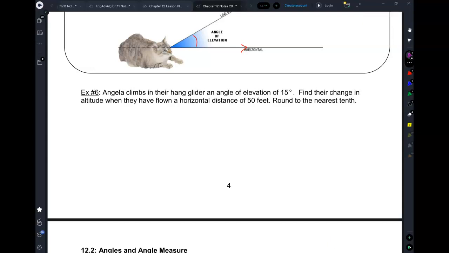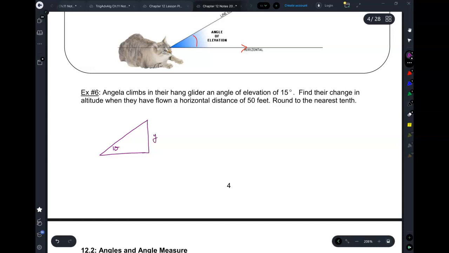Well, you know. So Angela climbs in their hang glider at an angle of elevation of 15 degrees. Find the change in altitude when they've flown a horizontal distance of 50 feet. So there's a hang glider going up. Angle of elevation is 15. So that's this. Find the change in the altitude, the height. This is what you need to find when they have flown a horizontal distance of 50 feet, right? Because this is a vertical height and this is a horizontal distance, this is a 90-degree angle.